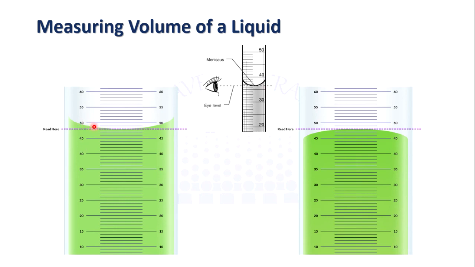This figure also illustrates the same thing. This is a concave meniscus and you have to read here the bottom of the meniscus. Most of the liquids have concave meniscus, so mostly you have to take the bottom level of the meniscus. Some liquids like liquid mercury form the convex meniscus. It is of this shape.